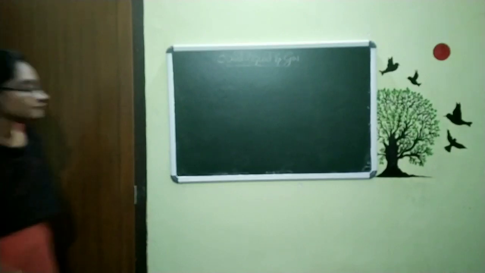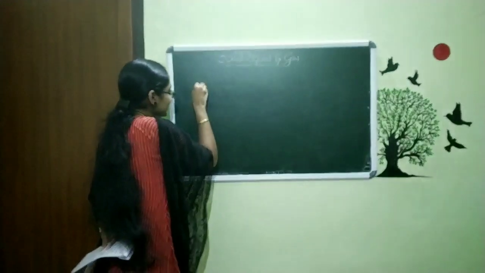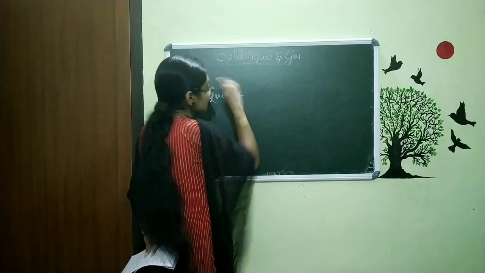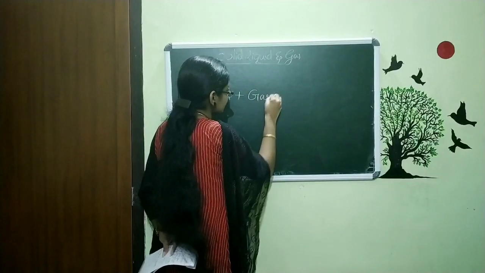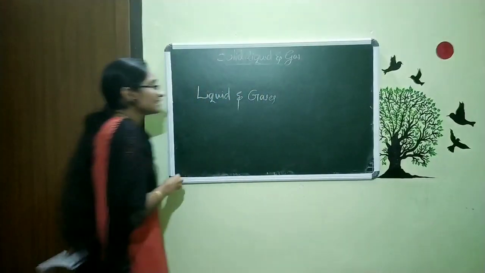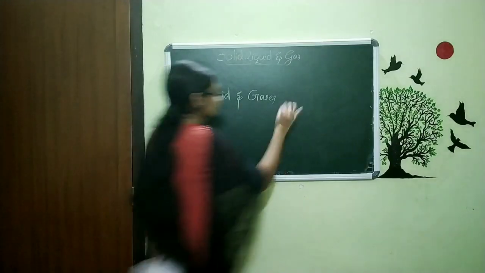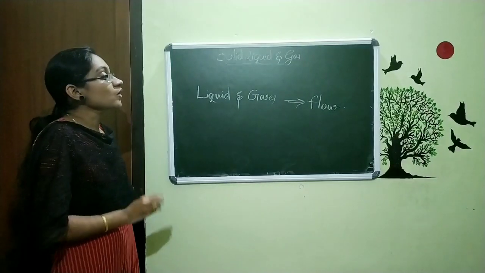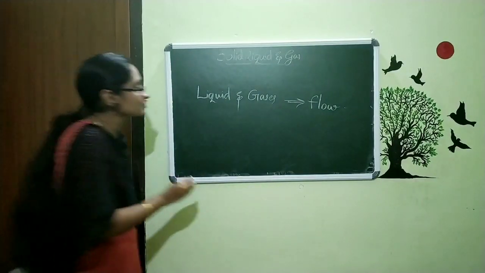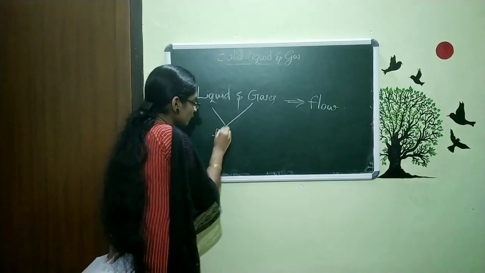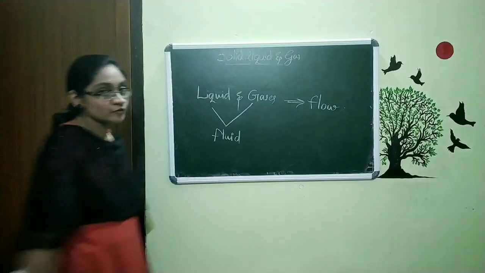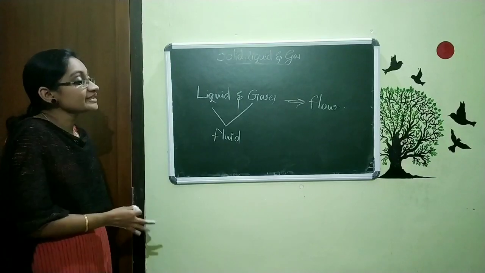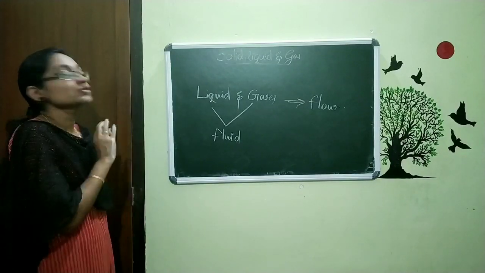That's something related to this flow. We said that liquids and gases are free to flow. And because of that reason, I am calling liquid and gases together fluid. F-L-U-I-D, fluid. So, we can categorize it as solid, which is not flowing, and fluid, which is possible to flow.